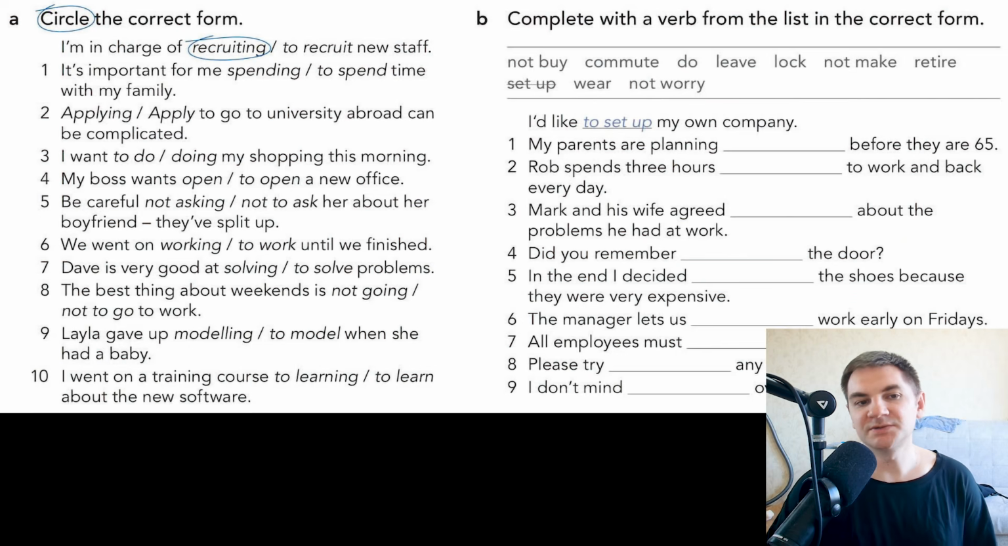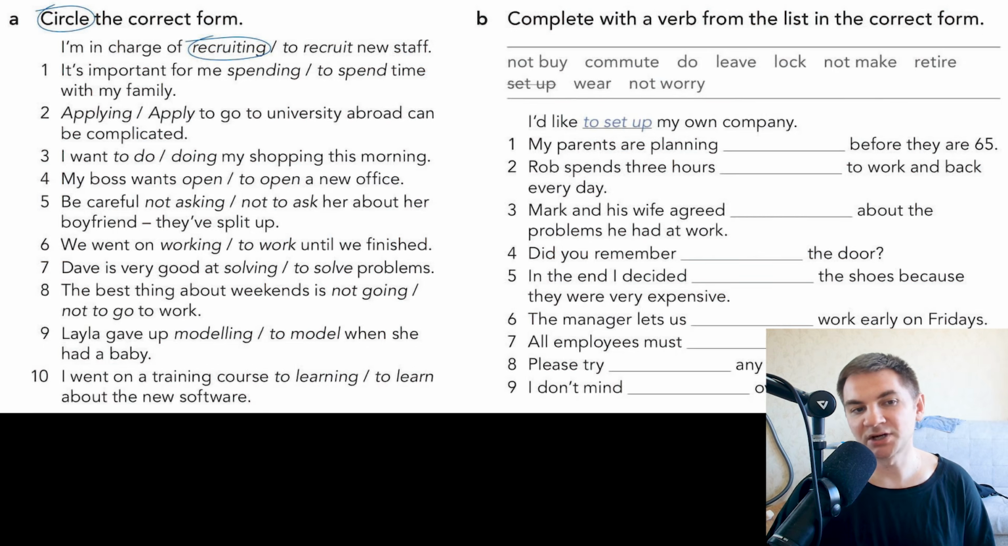Okay, there are two exercises for you. Let's go through them step by step. Exercise A, choose the correct form. In this exercise, you will see 10 sentences. In each one, you need to choose the correct form of the verb. Should it be the gerund, verb plus ing, the to plus infinitive, or sometimes the base form? Use the rules you just studied to help you decide. Look at the first example to see how it works.